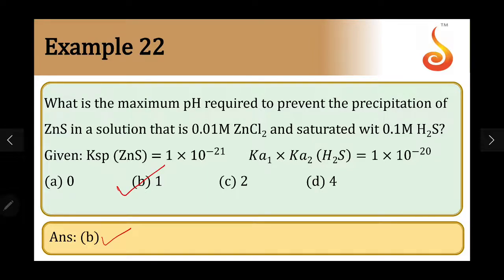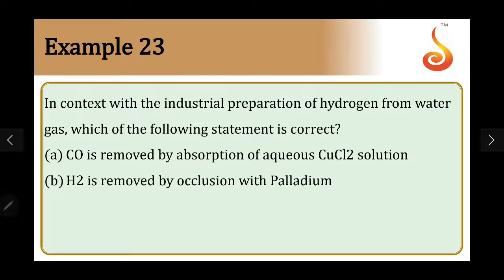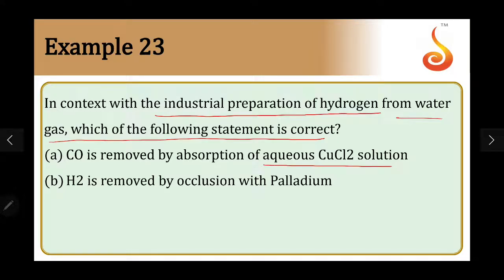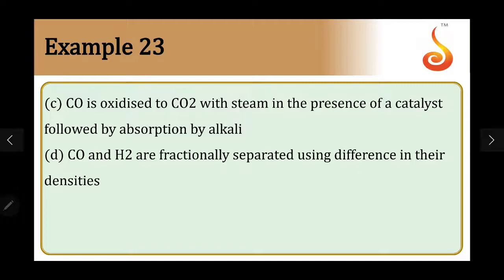Question number 23. In context with industrial preparation of hydrogen from water gas, which of the following statements is correct? CO is removed by absorption in aqueous Cu2Cl2 solution. H2 is removed by occlusion with palladium. CO is oxidized to CO2 by steam in presence of a catalyst and absorbed by alkali. CO and H2 are separated fractionally using the difference in their densities.